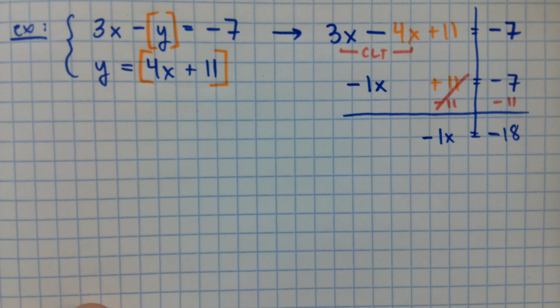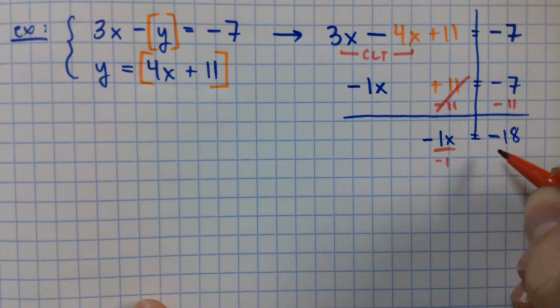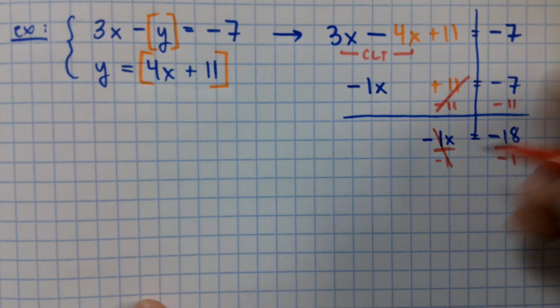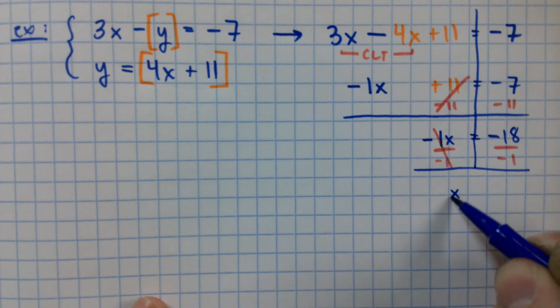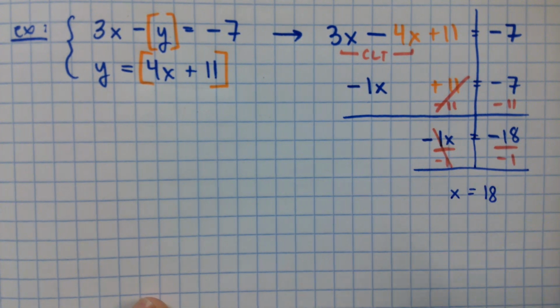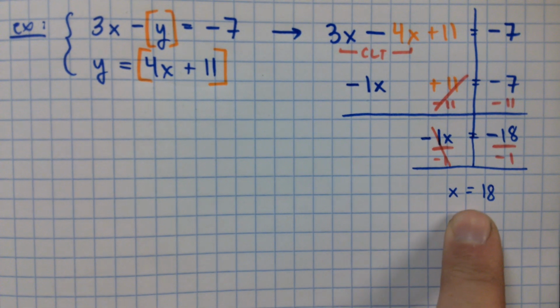Negative 18. Am I done? No. How can I get x all by itself now? Divide by negative 1. And I get x is equal to 18. If we had graphed these two equations, we'd need a pretty big graph if my x-coordinate for my solution is 18, wouldn't you say? Are we done? Is this my solution? No.